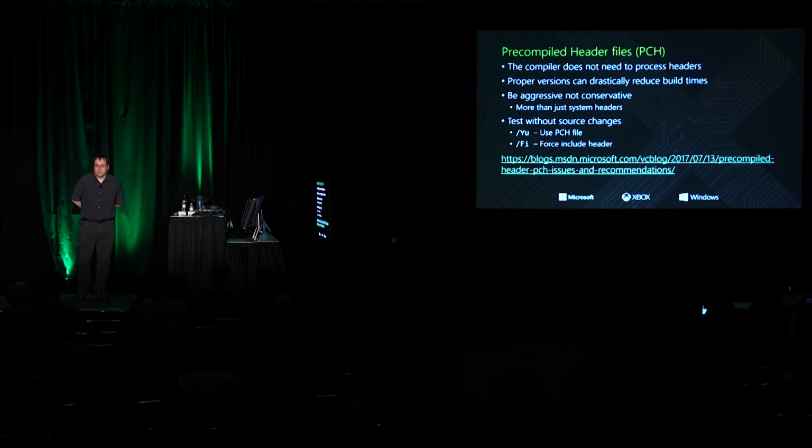If you're not using PCH files right now, it's possible to test their usage without changing any source at all, with these two compiler options. /Yu will actually let you create a PCH file. Then /FI is basically a force include. It's the same as putting the #include at the top of any of your source files.